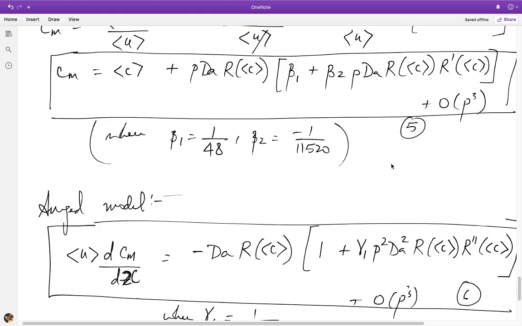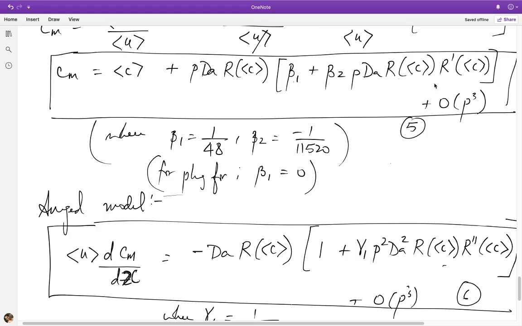However, again, if you have first order kinetics, you lose these corrections, right? And you again get Cm is equal to C bar because this beta 1, which is 1 by 48, is true only for a parabolic flow. For a plug flow, beta 1 is equal to 0, if you work out the calculation. So therefore, this term is lost.